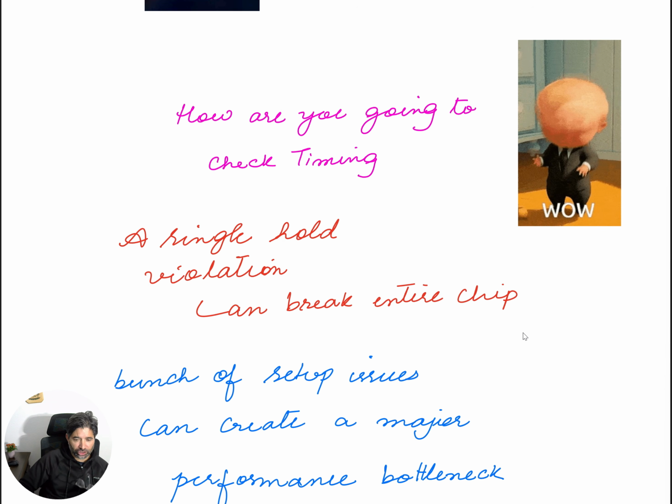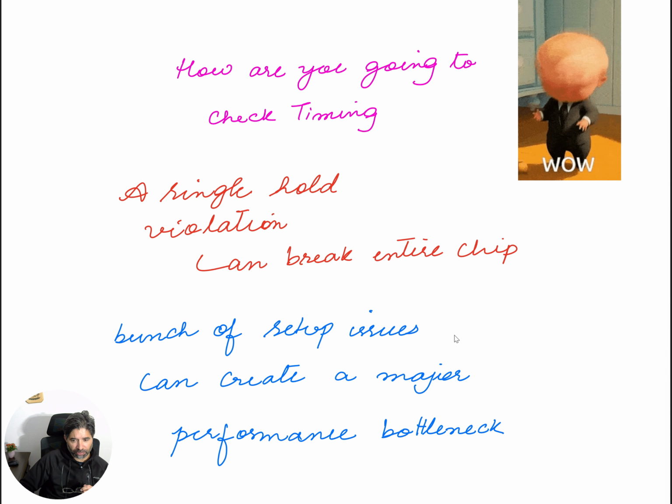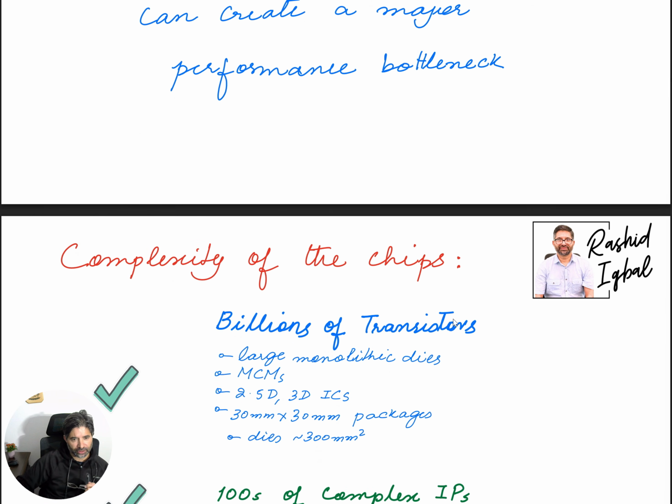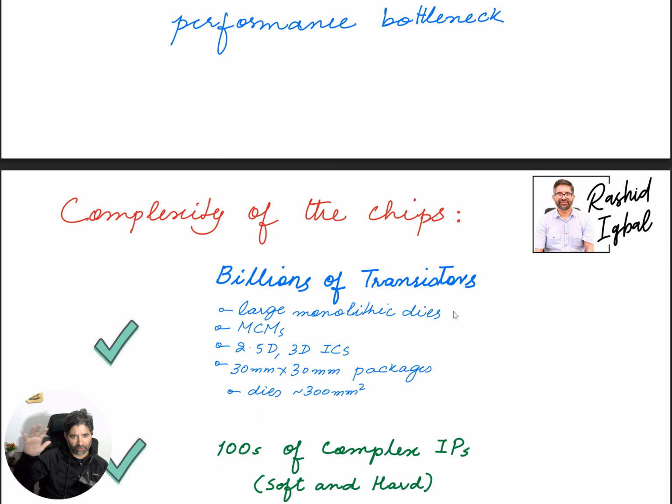So these chips, as I said, I'll give you an example. But before I give you the Raptor Lake example, just quickly, looking at a higher-level picture, modern chips have billions of transistors. These are large monolithic dies within a package, or you have 2.5D, 3D. Packages can be pretty big. Your die sizes can easily be 300 mm square or more.